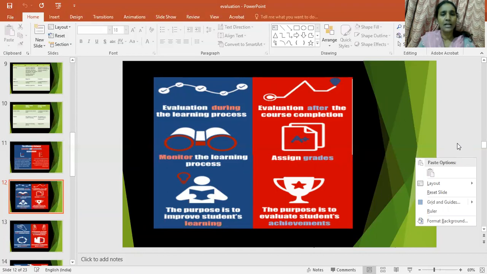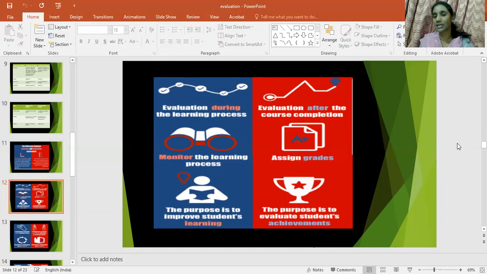Now next is the purpose is to improve students' learning. Here the teacher's main purpose is what? The main purpose of formative evaluation is what? To improve the students' learning. Okay, to improve the students' learning is the main purpose of the formative evaluation. And in the summative evaluation, which is in the red column, the purpose is to evaluate the students' achievements. Already I've discussed these points, only I'm showing the picture here so that you can easily remember them.